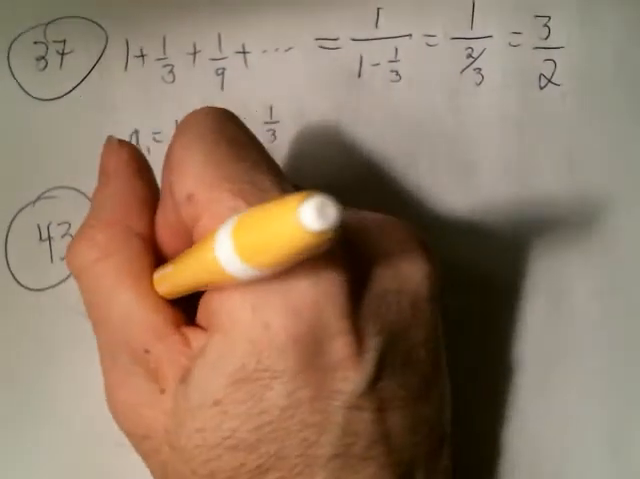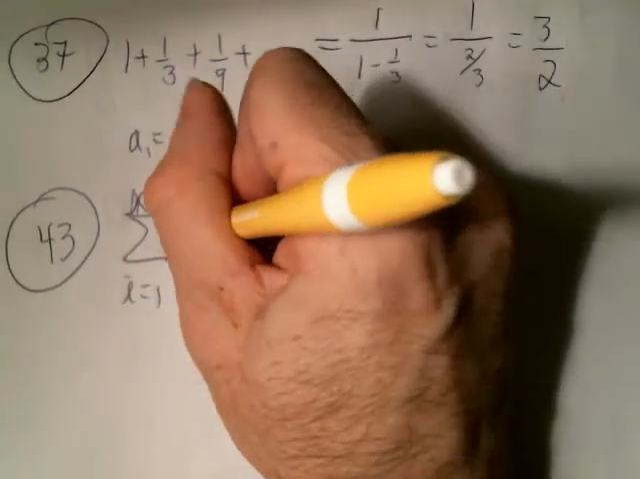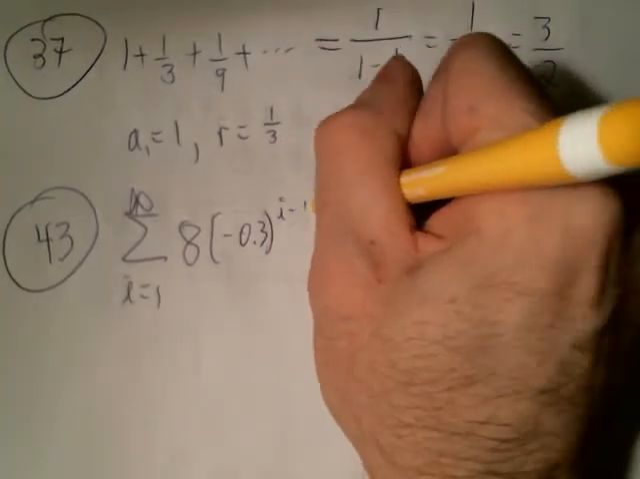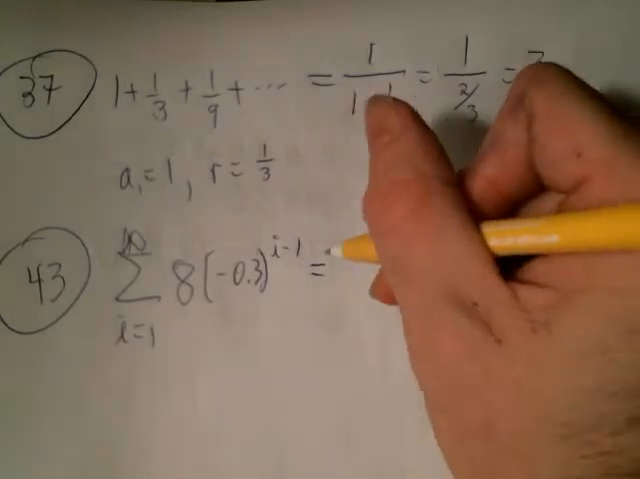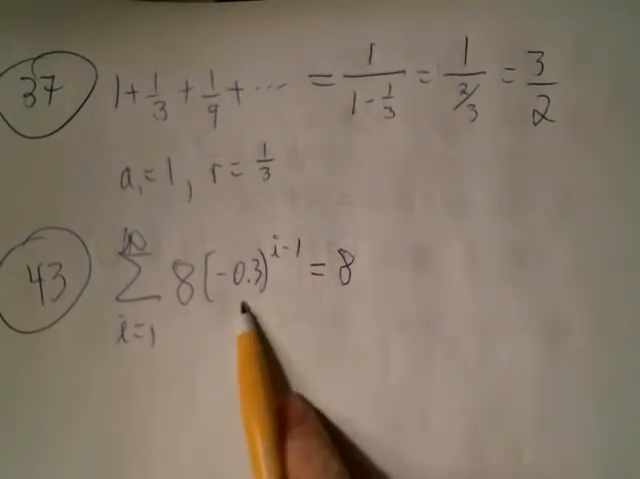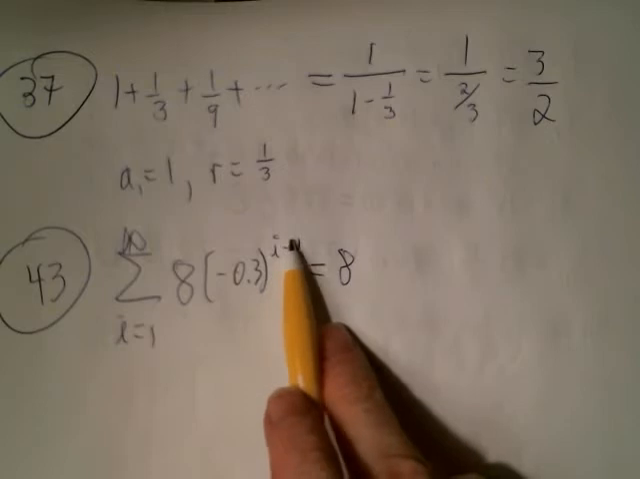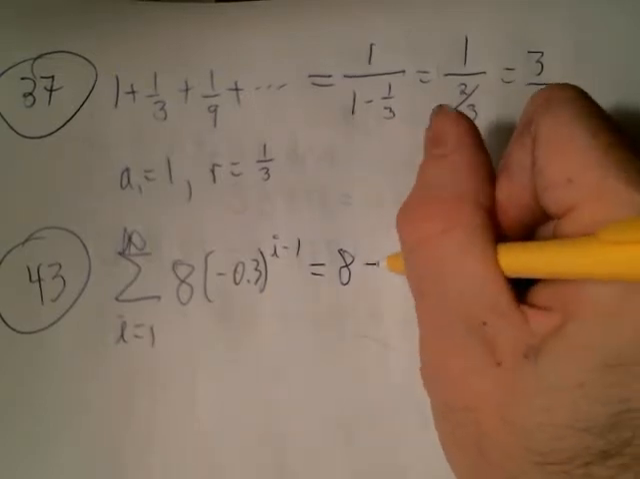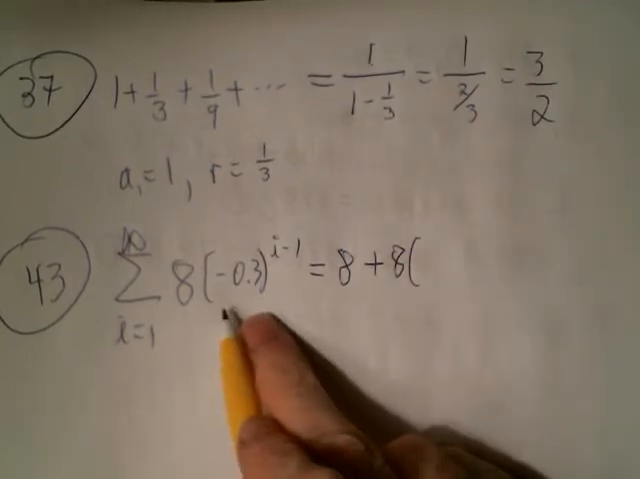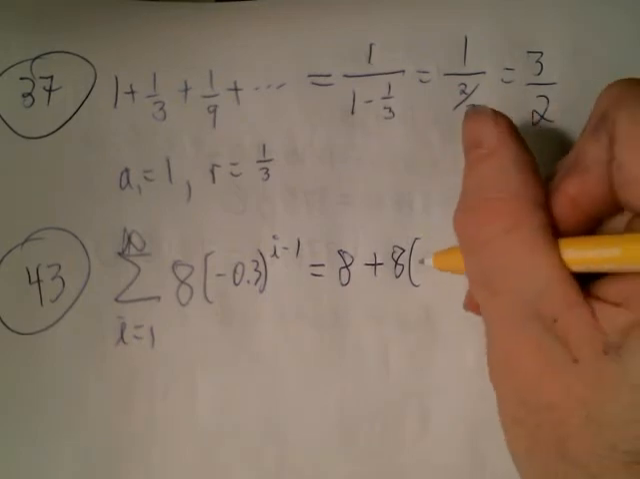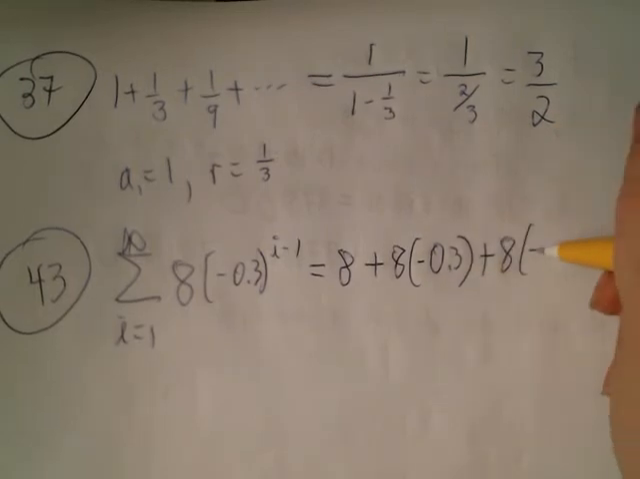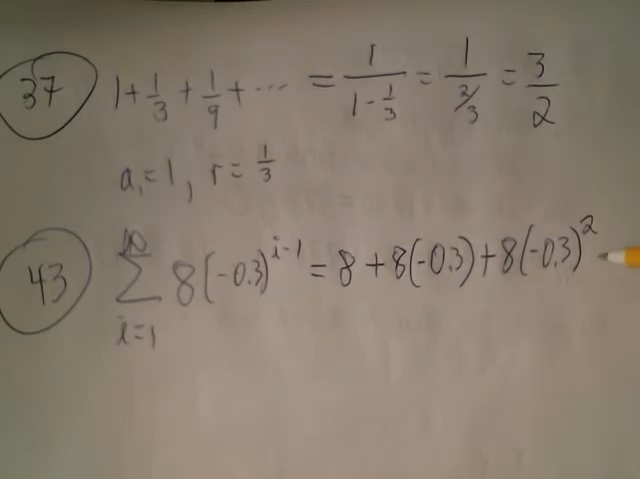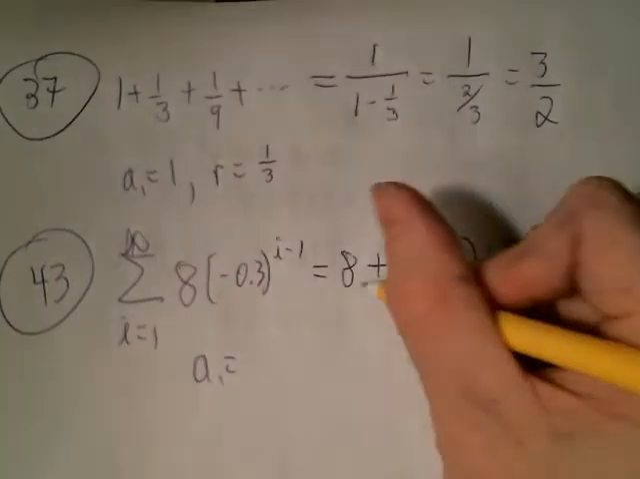Let's look at another one. Here's 43. We have the sum from i equals 1 to infinity of 8 times negative 0.3 to the i minus 1. Okay. So we want to identify a sub 1 and then the ratio. So a sub 1 is 8 times negative 0.3 to the 1 minus 1, which is negative 0.3 to the 0. So it's just 8. And then plus 8 times negative 0.3 to the 2 minus 1, so 1. So I just have 8 times negative 0.3. And then plus 8 times negative 0.3 to the 3 minus 1, which is 2, and then plus dot, dot, dot. So a sub 1 is obviously 8.